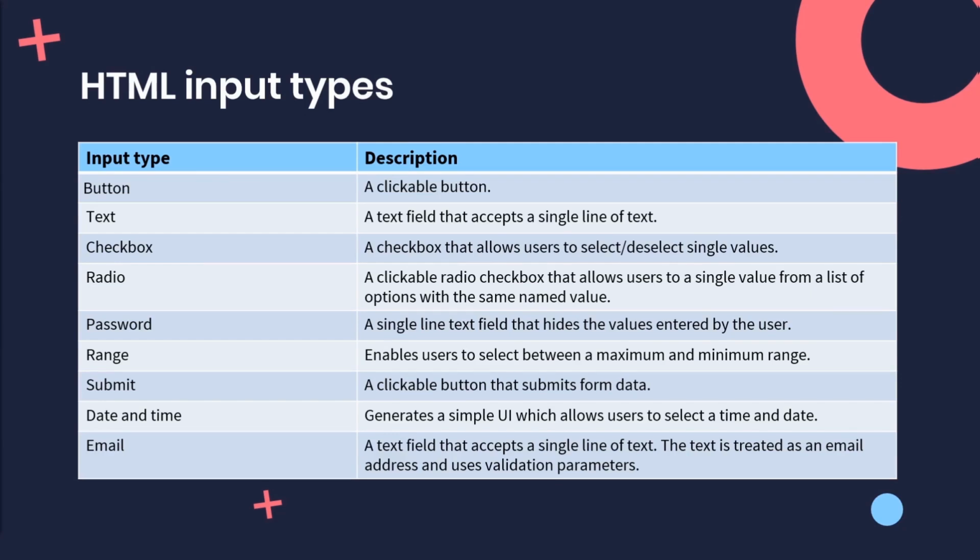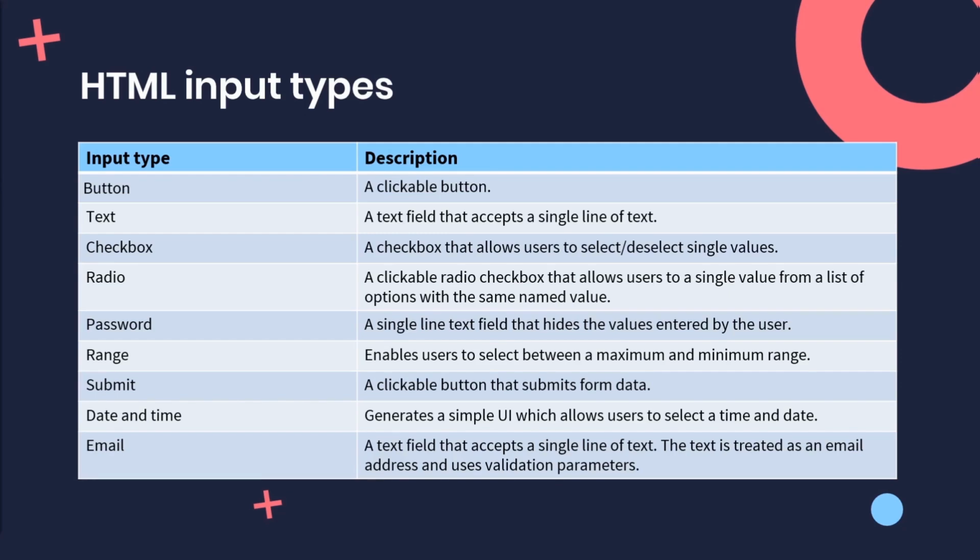Then we also have a radio button. Now, a radio button and a checkbox are more or less the same thing, but they vary, and I'll show you an example in a second. So a radio button is a clickable checkbox that allows users to select a single value from a list of options that share a similar value characteristic or attribute. And then we have the password input type, which is also just a single line field, but allows you to obscure and hide the text that you are actually entering into that field.